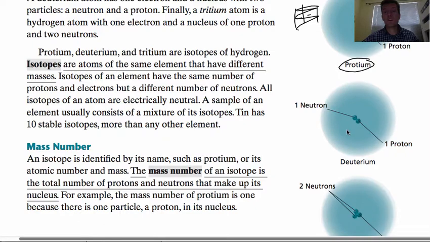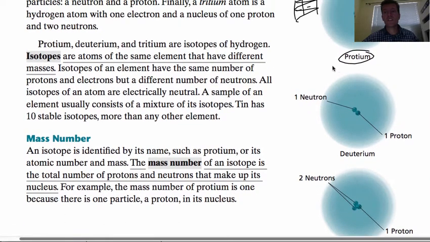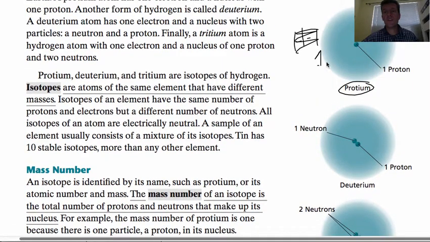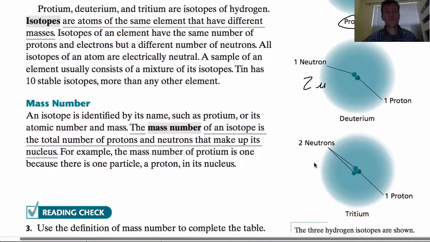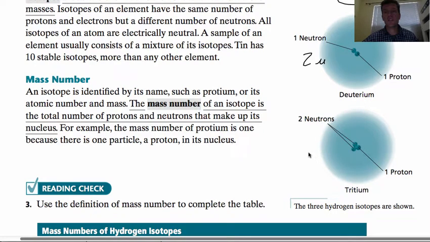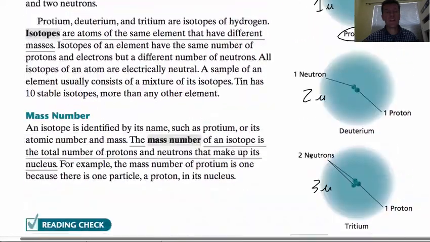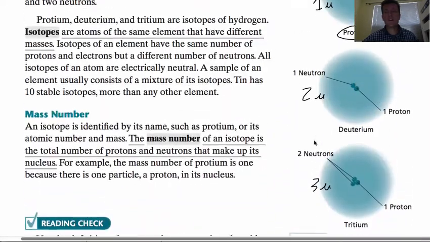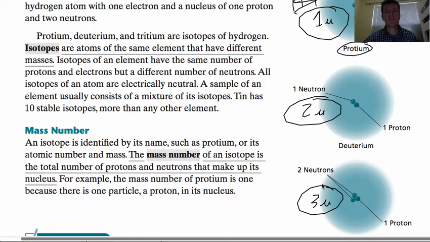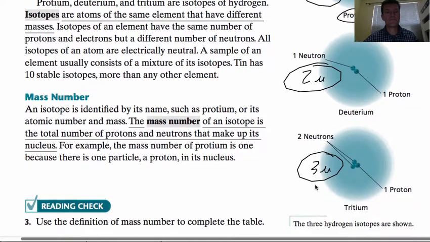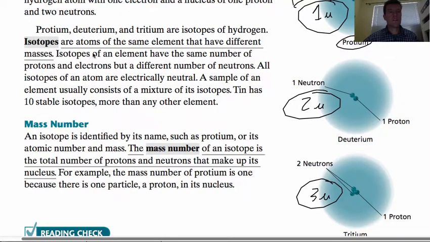This has 1 neutron and 1 proton. This is 2 neutrons. So notice this has a total mass of 1. This has a total mass of 2, because the neutron and proton both have an atomic unit mass of 1. And this has 3 neutrons and 1 proton, so this has 3. And you'll notice when you look at hydrogen, the total average mass of all the hydrogen in the world is going to be the weighted average of these 3 isotopes. Okay?